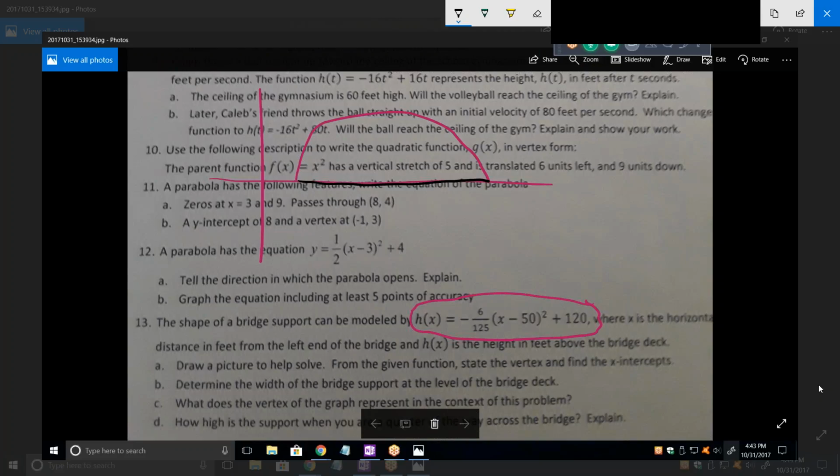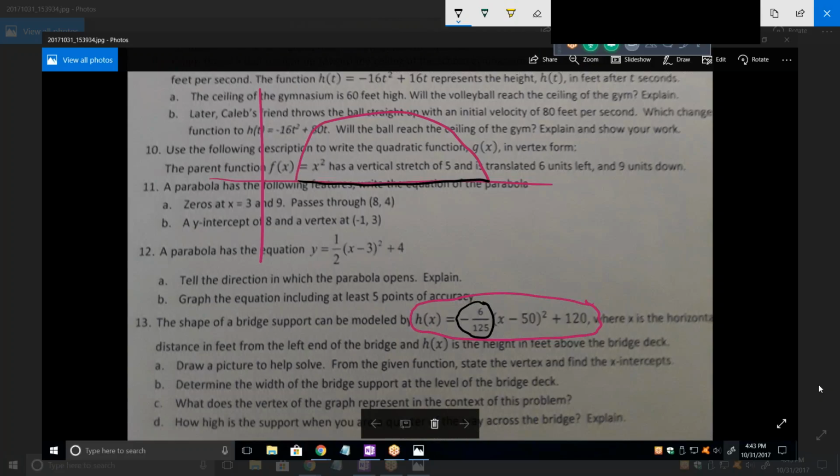Okay. Here's the model of our bridge. The black line is the bridge. The pink curved quadratic parabola is the support for the bridge. And I know that it's like this and not underneath in the shape of an open parabola because of that -6 over 125. That tells me that it's a parabola that opens down. So the only way this picture can make sense is if the support for the bridge is above the bridge in the shape of a parabola.